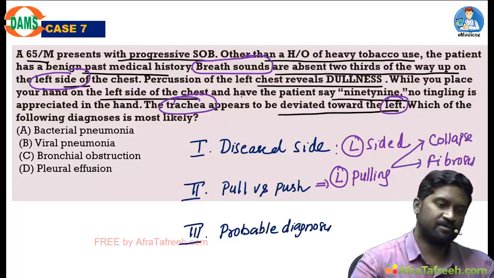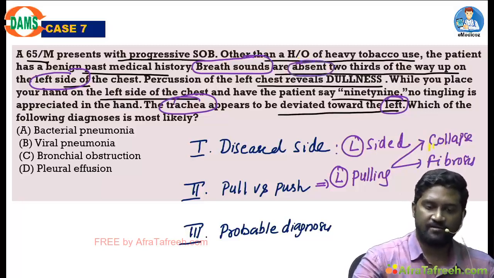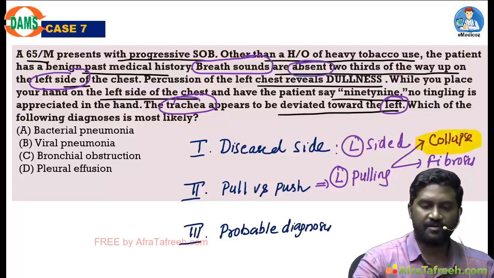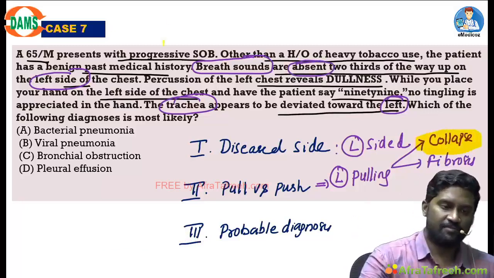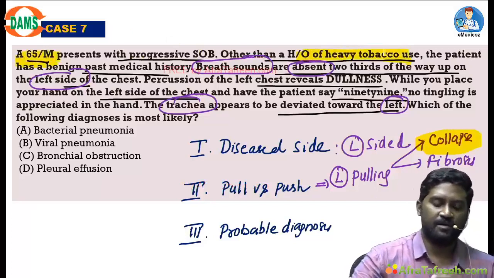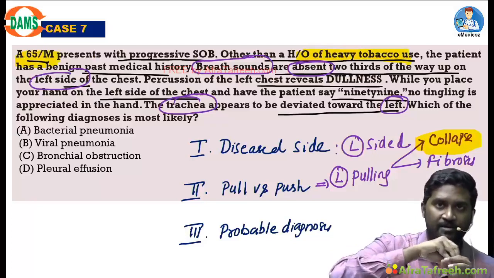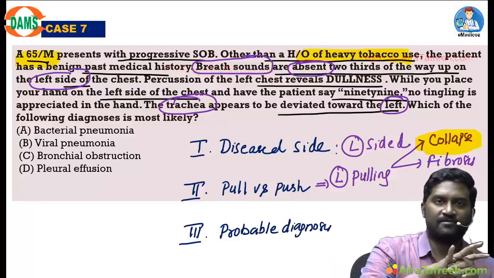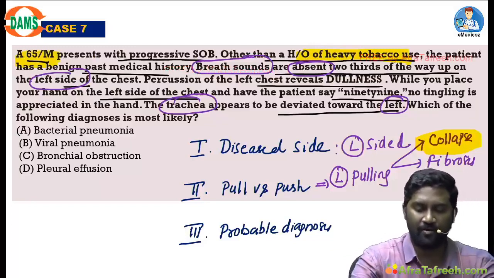Now if you notice here, breath sounds are absent. It is a left-sided collapse. Now what might be the reason for this collapse? Patient is elderly. Heavy tobacco use. What must have happened? In his bronchus, a tumor must have developed, resulting in bronchial obstruction. Because of that bronchial obstruction, he might be having collapse.